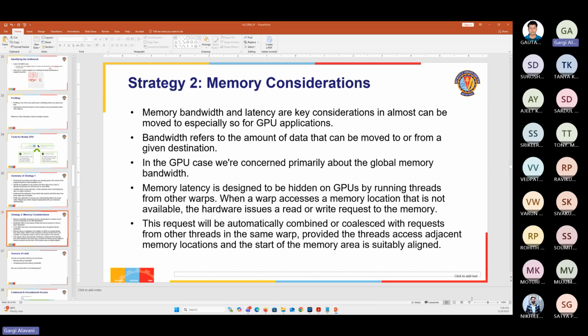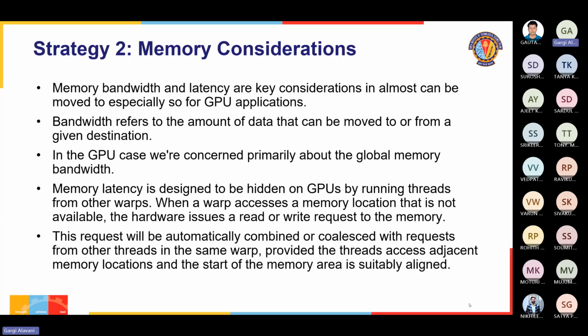So let us continue our discussion on the optimization techniques. The second strategy, some of which we have already discussed in the morning, is about memory considerations. Memory bandwidth and latency are very critical, because without data movement, we cannot do any kind of computation that would be useful in most cases.